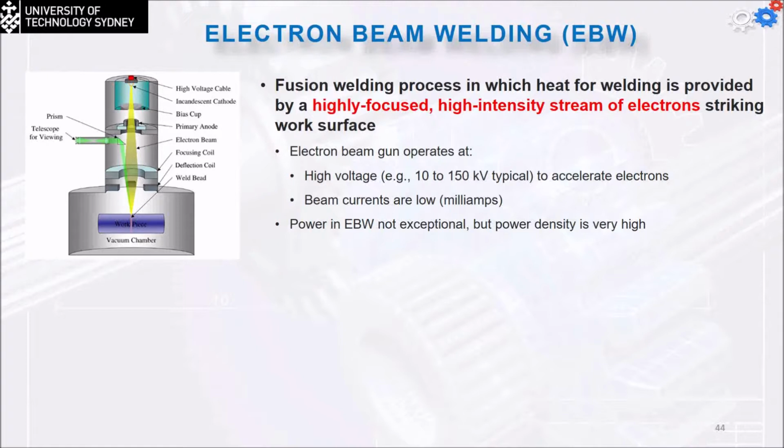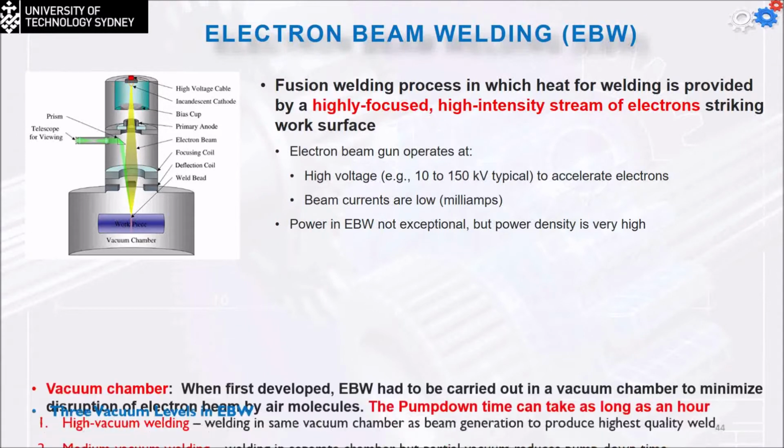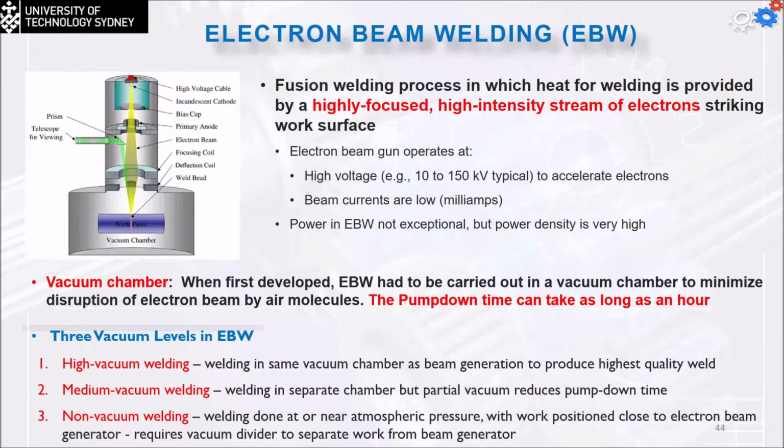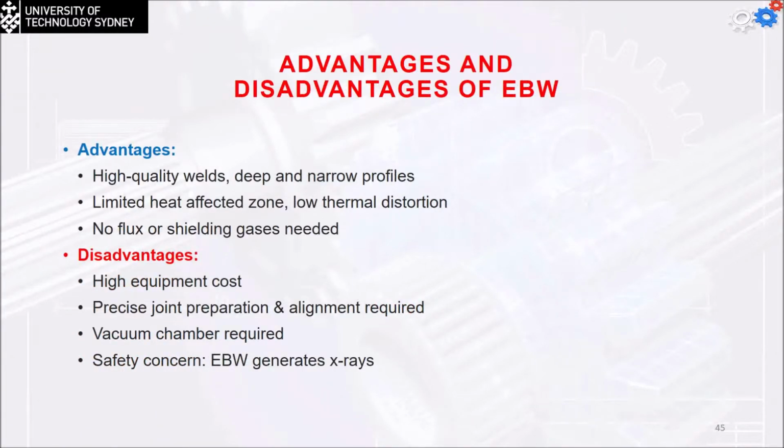But now they modified things to have 3 vacuum levels in the electron beam welding. This can be either the high vacuum welding, the medium vacuum welding, or non-vacuum welding processes. The advantages and disadvantages of the electron beam welding: the advantages are the high quality of the welds, deep and narrow profile, because it concentrates the electrons in a very small area. We said it has the highest power density. Limited heat affected zone, so low thermal distortion will happen. No flux or shielding gas is needed because we're doing that in the vacuum. Disadvantages are the high equipment cost, the precise joint preparation and alignment required, and the vacuum chamber is usually required, and some safety concern because the electron beam welding is going to generate X-rays.